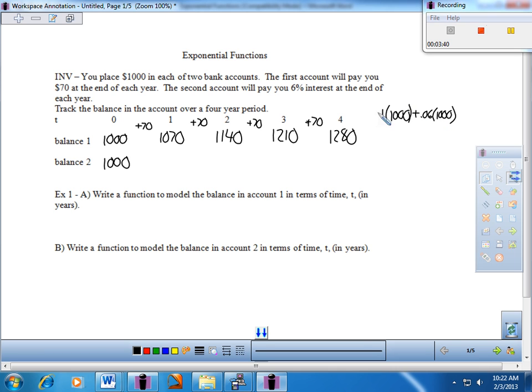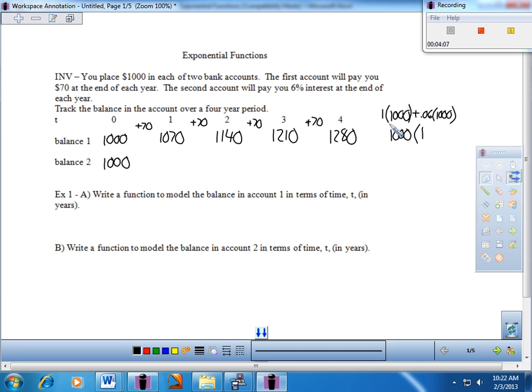Does everyone kind of see this? Maybe thinking back from the beginning of the semester, a little factoring. Do you see that there's 1,000 here and 1,000 here? Well, I'm going to factor that out. I'm going to take out the 1,000, and what I'm left with when I take out the 1,000 is a 1 right here.